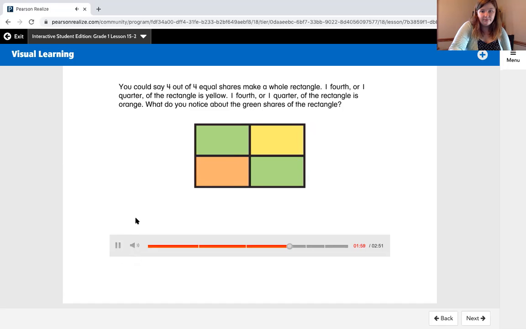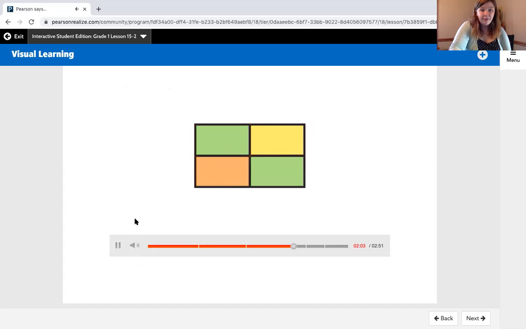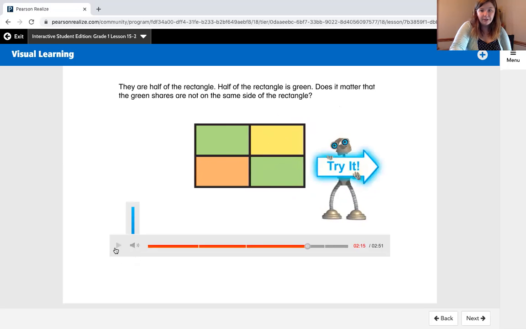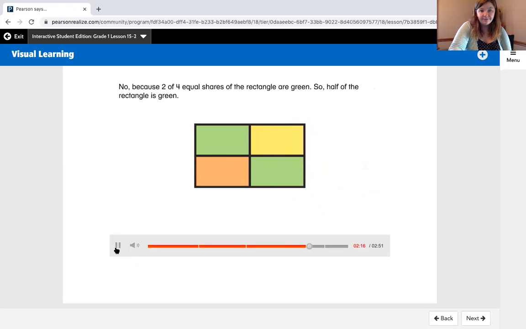What do you notice about the green shares of the rectangle? There are 2 of them. They are half of the rectangle. Half of the rectangle is green. Does it matter that the green shares are not on the same side of the rectangle? No, it doesn't, because 2 of 4 equal shares of the rectangle are green. So half of the rectangle is green.